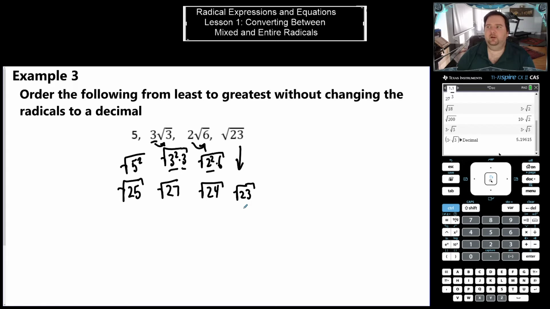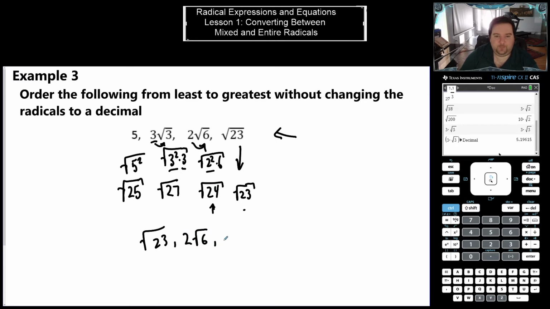We didn't need a calculator after all. This one's the smallest. And we're going to write it in the form that it was in the question. So root 23. What's the next one? This one, and that's 2 root 6. The next one is root 25, and that was 5. And finally, 3 root 3 is the biggest. Here's my boxed final answer.